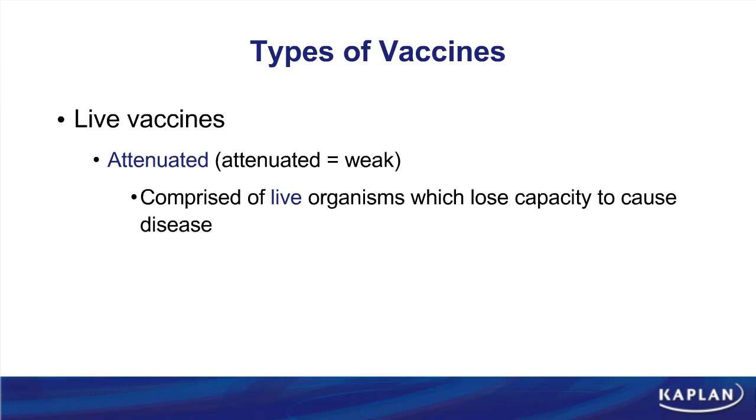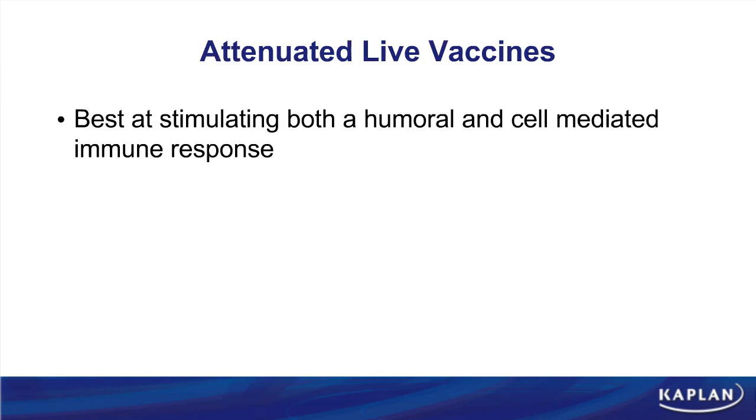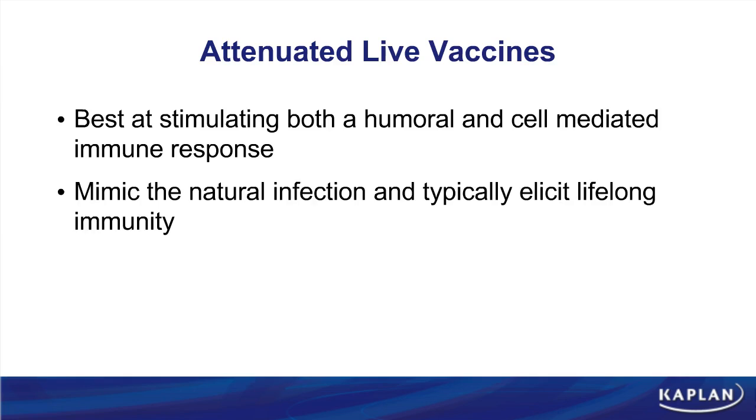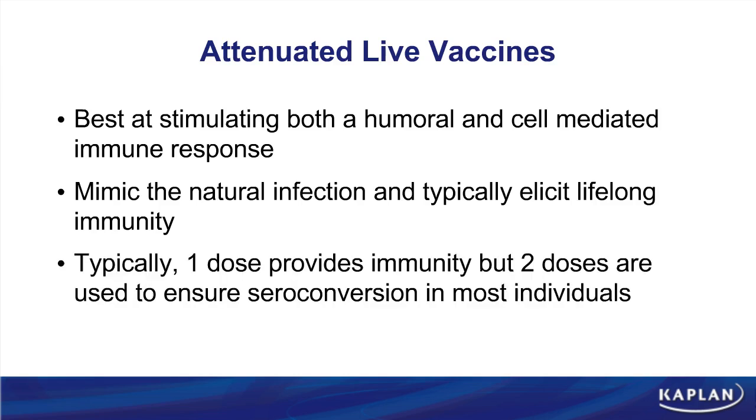The best thing, though, about these attenuated live vaccines is they still replicate in the host. And that's going to be important for what we're going to talk about in the next slide. These vaccines are really the best vaccines because they essentially mimic the natural disease. So they give us both a humoral and a cell-mediated immune response, including the B cells and T cells in that response. And because they mimic the natural infection, we typically get lifelong immunity.